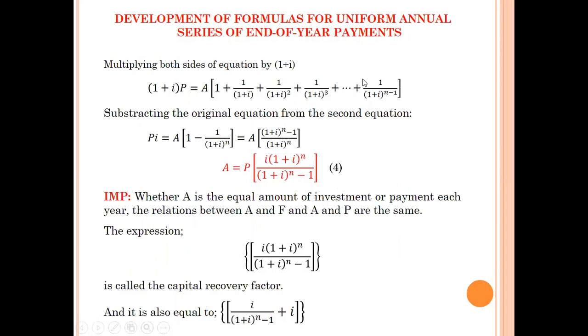And if we subtract the original equation from the second equation, so we are subtracting this equation from this equation, okay, we are trying to derive equations, you know, from calculus, right? So what will happen? On this side, we will have P i is equal to A times 1 minus 1 over 1 plus i to the nth power. And all in all, I will derive such an equation: A is equal to P times this factor, okay? Which is called the capital recovery factor for us, okay?